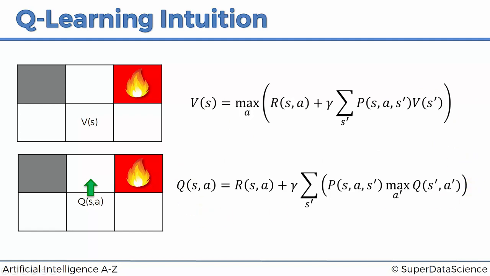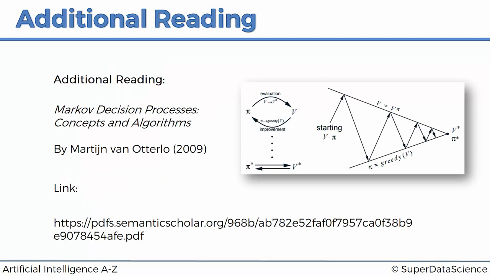And if you'd like a more rigorous, mathematical approach, to see the mathematics behind it and learn a bit more about Q values and how they work, then we've got some additional reading for you. This paper is called Markov Decision Processes, Concepts and Algorithms by Martin van Otterlo, 2009. So you've got the link here as always. And here you can read in more detail to understand all the nitty-gritty behind Q values and so on.